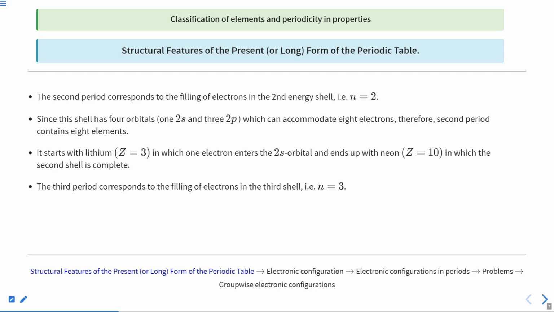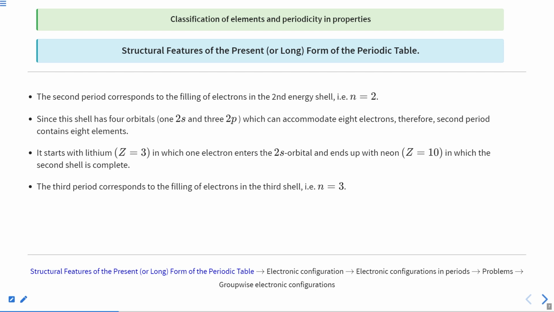What about the second period? It will have lithium, which has an atomic number of 3, with one electron that enters the 2s orbital, and ends up with neon, which has completely filled 2s and 2p orbitals. So 2s and 2p subshells.